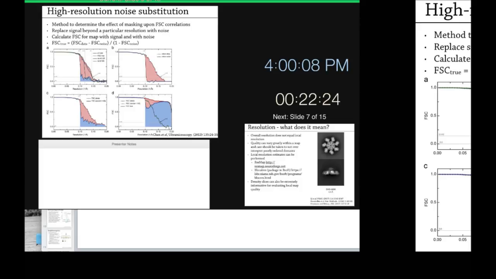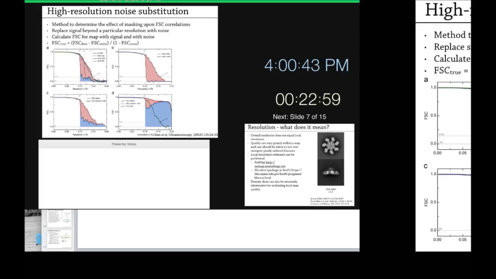Any questions? Has anyone tried this, knowingly or unknowingly? What reconstruction programs have you been using? Relion? Relion? So you haven't been doing post-processing?